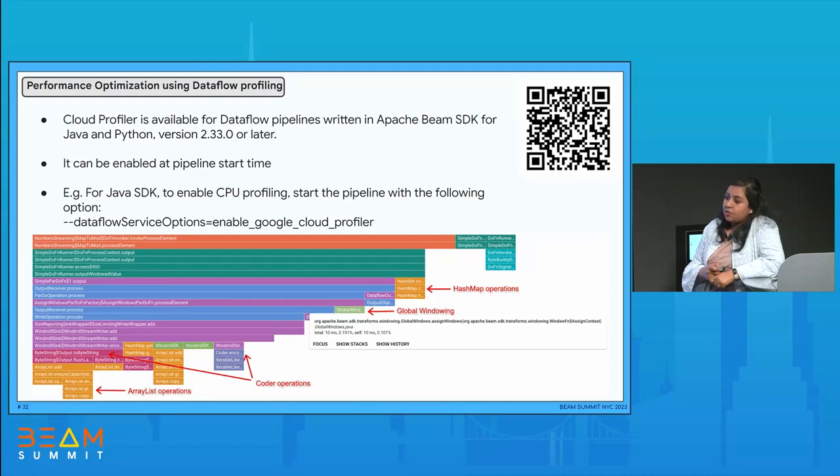If you're looking to do performance optimization for your Dataflow job, then we have Cloud Profiler. Cloud Profiler is available for Dataflow pipelines written in Apache Beam SDK for Java and Python. This can be enabled at startup time using the flag dataflow service options enable Google Cloud Profiler.